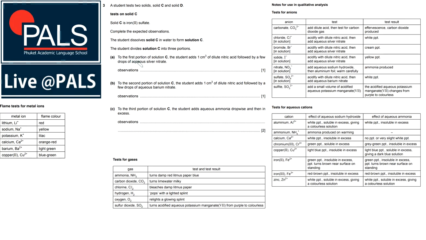To the first portion of solution C, the student adds 1 cm³ of dilute nitric acid, followed by a few drops of aqueous silver nitrate. The observation, so we check nitric acid.